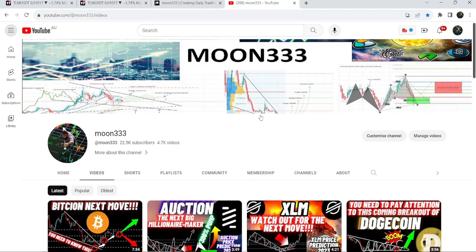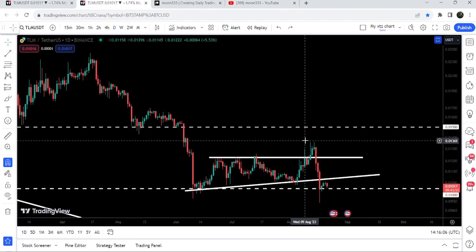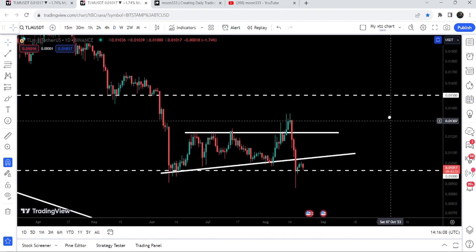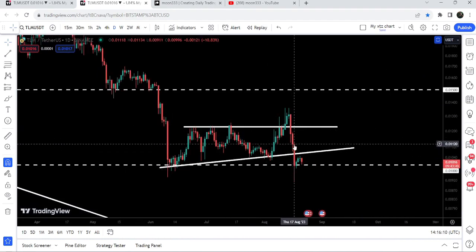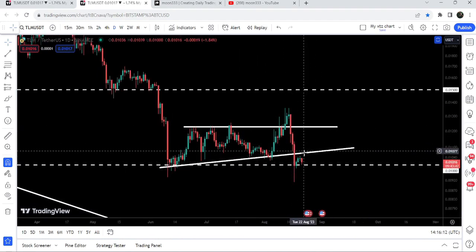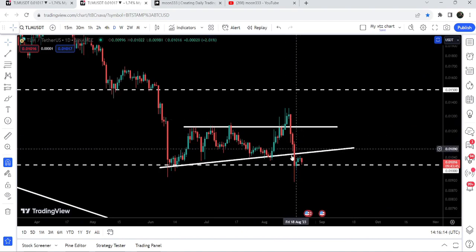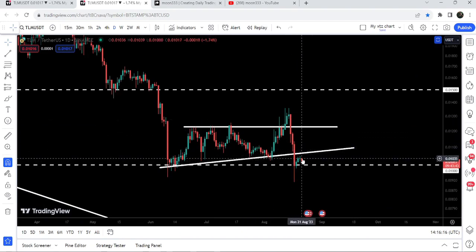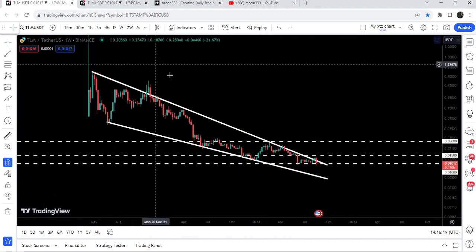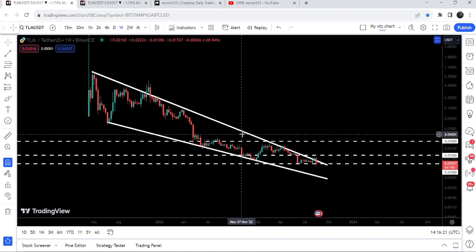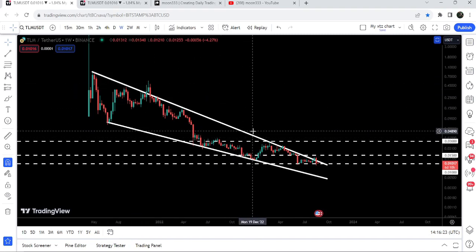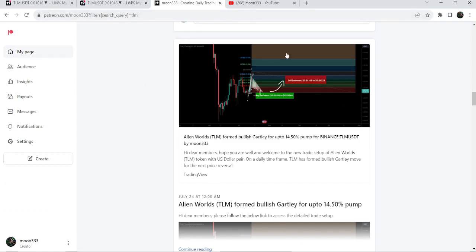In my earlier video of TLM, I was showing you a rising wedge pattern that TLM formed on the daily time frame chart, and after a fake out, it dropped down and has broken down the support of this rising wedge. In today's video, we will once again take a look at this move, and I would also like to show you once again this huge falling wedge pattern that is formed on a weekly time frame chart, and we will also take a look at this most recent trade signal that I shared with my members.